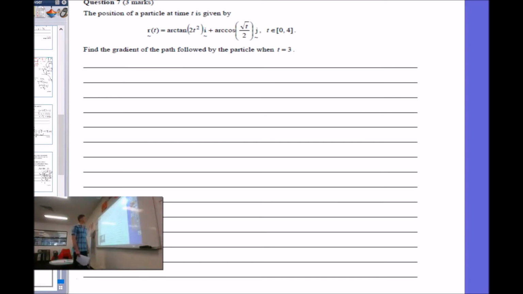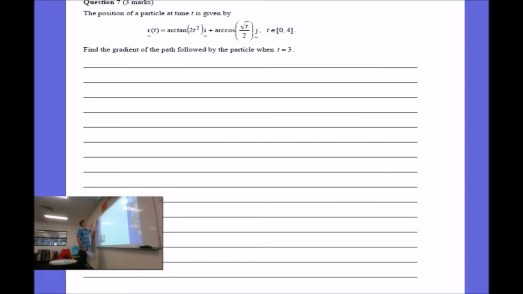Okay, question 7. This one was a tricky one. Position of a particle at time t is given by this position vector. Well, that looks pretty complicated. Alright, so we have to break it down very carefully. Find the gradient of the path followed by the particle when t is 3.